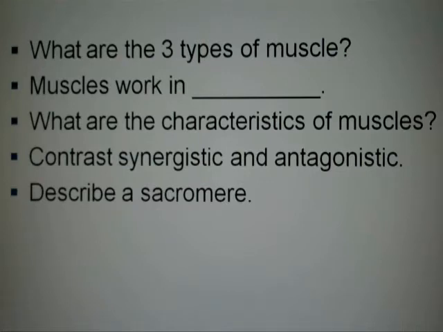Alright, so let's just start by reviewing the three types of muscle. Hopefully you have already thought of cardiac, skeletal, and smooth muscle. And that muscles work in, yes, pairs. Some of the characteristics of muscle are that they're able to contract, that they're extensible, and that they're elastic. They return back to their original shape.